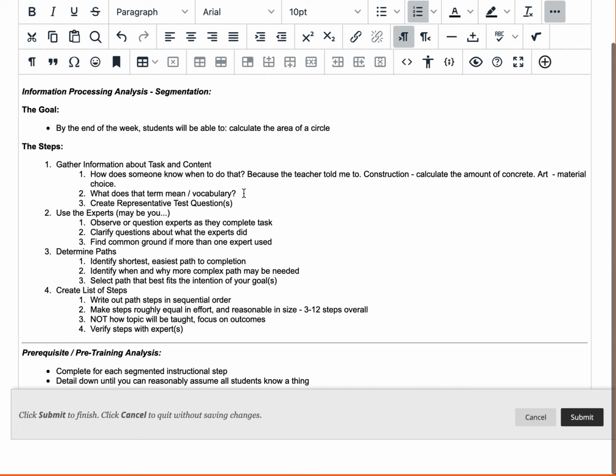So this will test again, I don't know if we have any math teachers here, but we'll test how well we recall our geometry classes from whenever we last took one. What are some of the key vocabulary that you need to know if you're calculating the area of a circle?